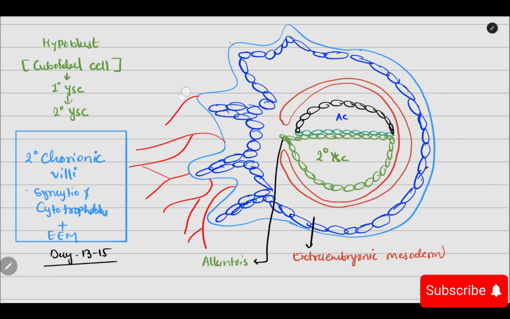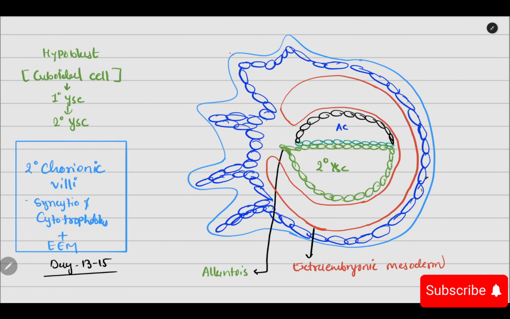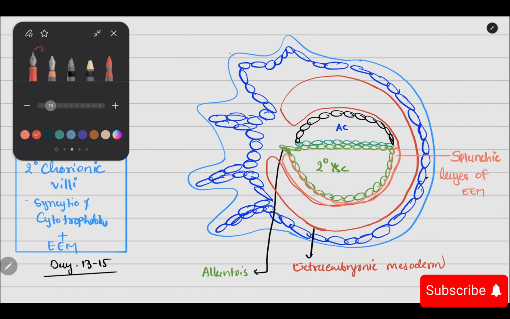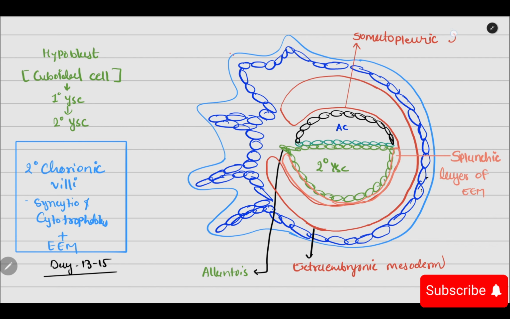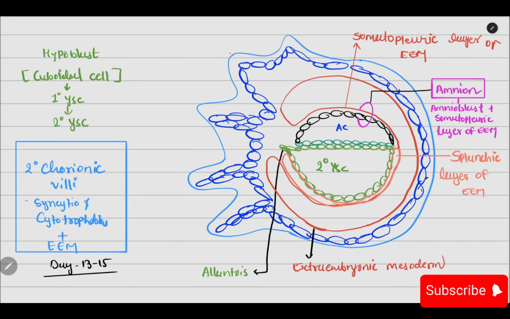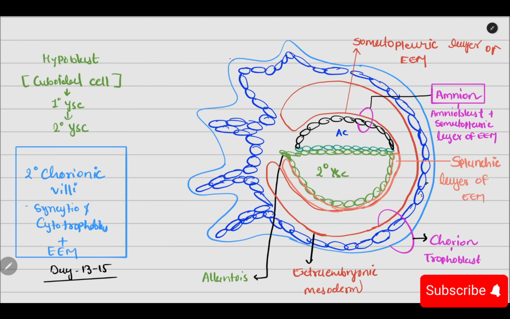Now let's understand extraembryonic mesoderm. So extraembryonic mesoderm has two layers. One layer only surrounds the yolk sac, which is known as the splanchnopleuric layer. And the second layer surrounds the entire embryo, known as the somatopleuric layer. This is amnion, formed by amnioblasts and somatopleuric extraembryonic mesoderm. And this is chorion, formed by trophoblast and extraembryonic mesoderm.